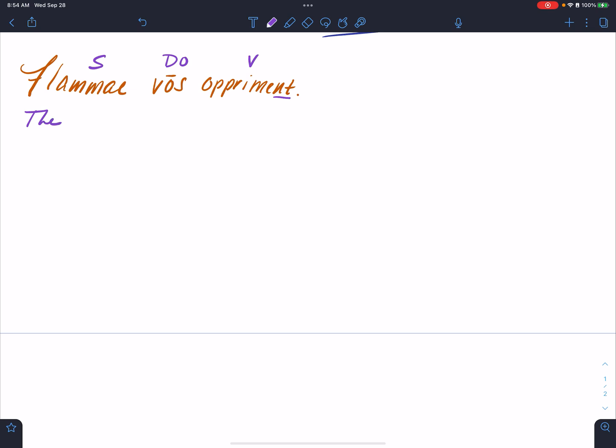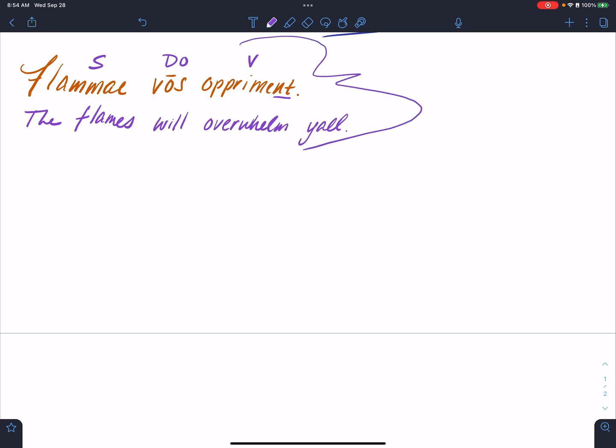Okay, so the flammae, the flames, opprimunt, will overwhelm. Whoops, y'all. Okay, what voice is that? The flames will overwhelm you. What voice is that? It's active. Yeah, it's active, right? Because the flames are doing the action of the verb.